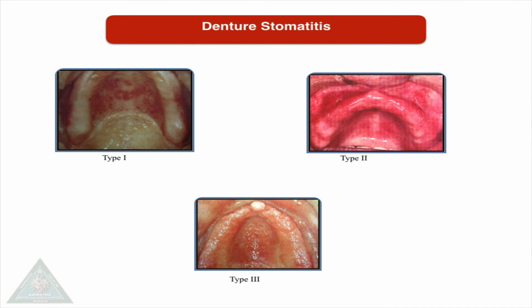Newton classified denture stomatitis into 3 types: type 1, type 2, and type 3. Type 1 is localized with a pinpoint hyperemia, whereas type 2 is generalized with a diffuse erythema covering the entire or part of the denture-covering mucosa, whereas type 3 will be a combination of type 1 and 2.